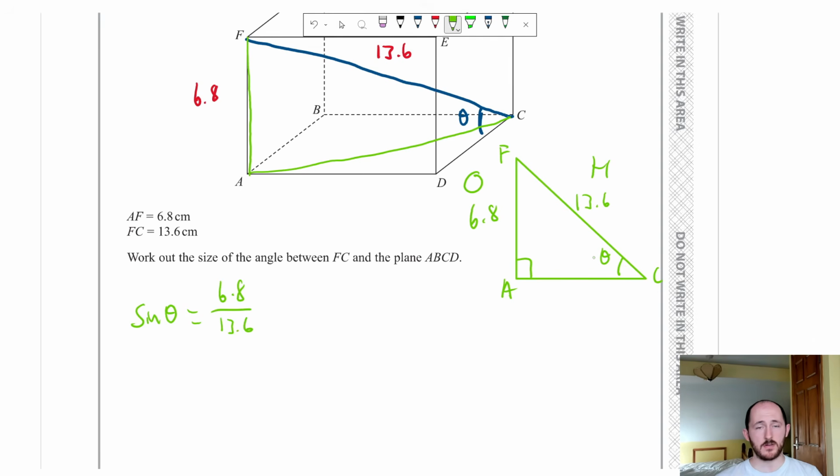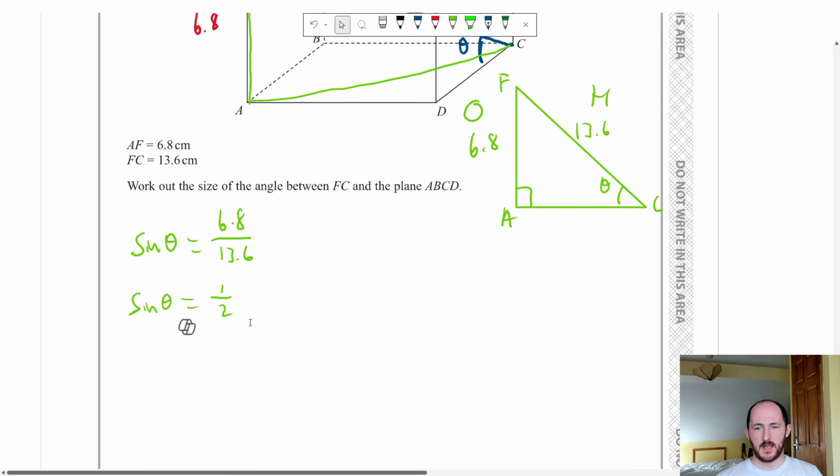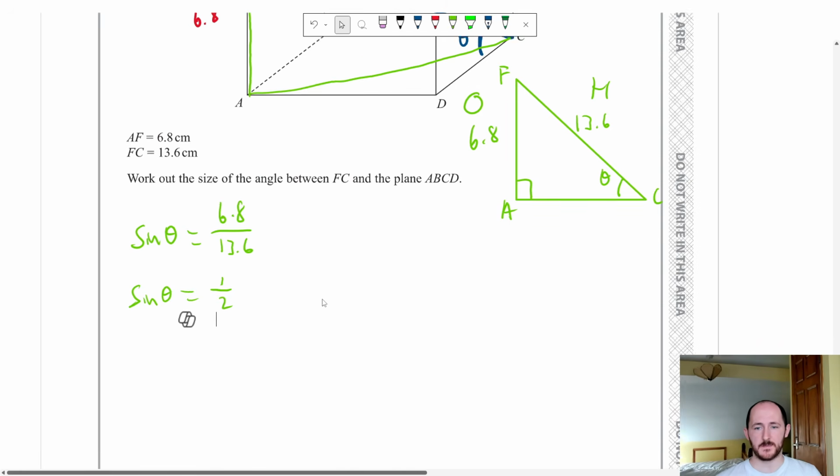Now remember, this is a non-calculator paper, so I'm going to simplify this. That is a half, right? Because 6.8 goes into 13.6. And now here's the tricky bit, right? Sine of what angle gives us a half? Remember, there are angles we need to remember. We need to know what sine 0, 30, 45, 60 and 90 are. We need to know it for cos and tan as well.